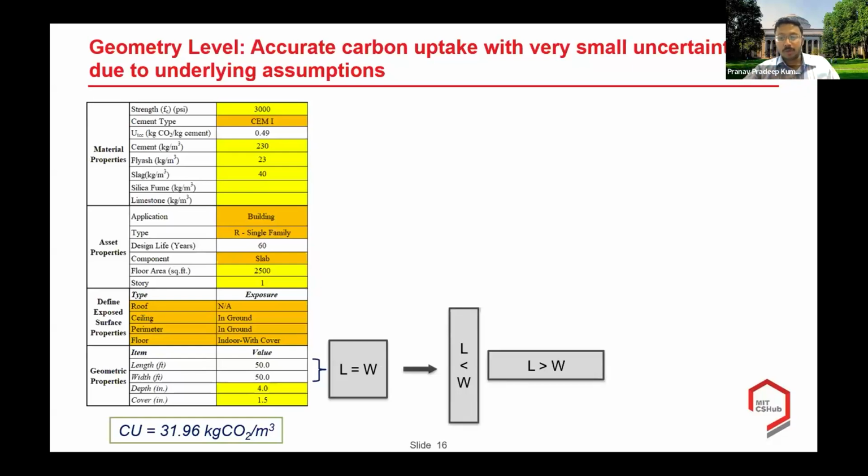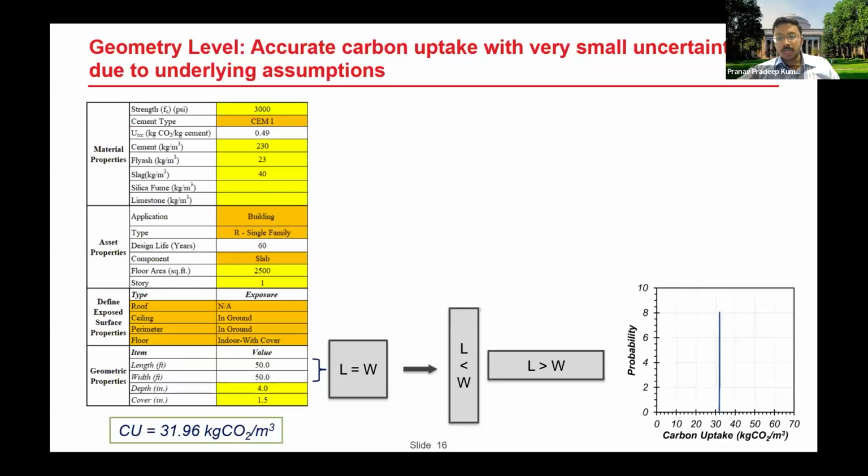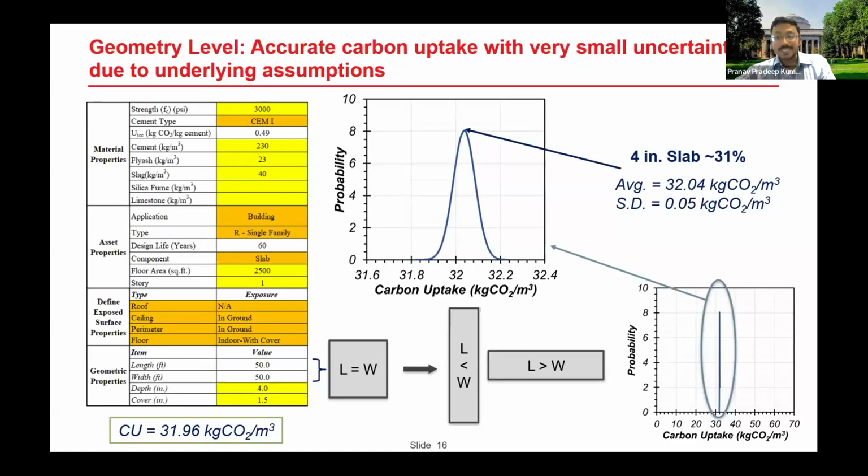Like one of the dimensions could be greater than the other dimension. And once we incorporate this variation, it gives us a distribution which looks quite accurate because I'm considering a wide range of carbon uptake values. But if we take a closer look at this, we can see that a small variation due to the change in the aspect ratio that I showed here causes a small range of carbon uptake values that's possible even at the detail level.